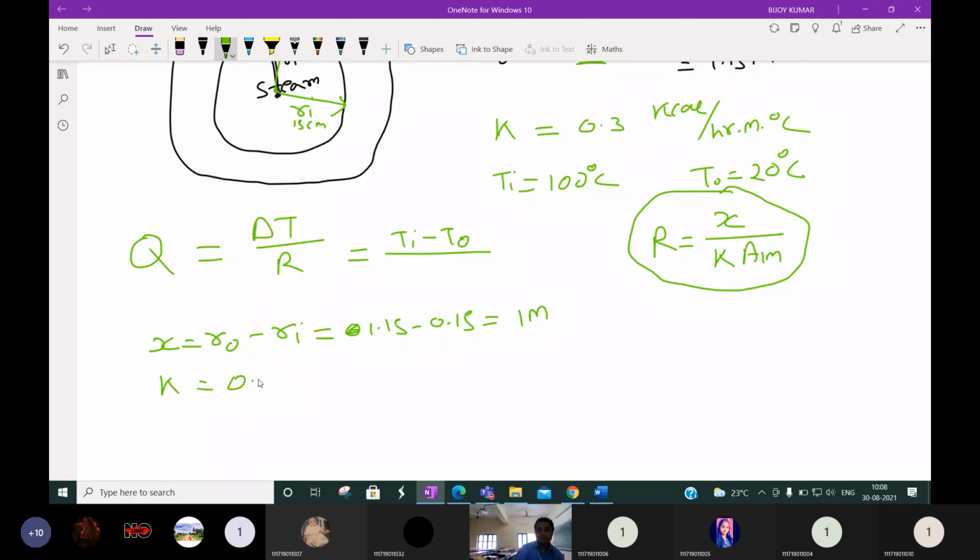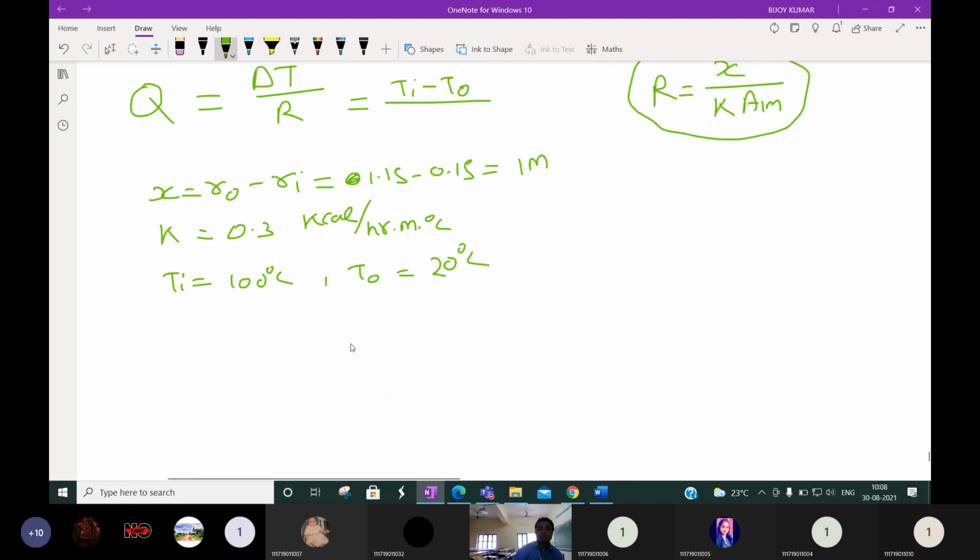The K value is given. It is 0.3 kilocalorie. Always write the unit. Then this Ti is given as 100 degrees centigrade, and To is given as 20 degrees centigrade. So next is ALM. ALM is the logarithmic radius. What is the value of ALM? Can anyone say?